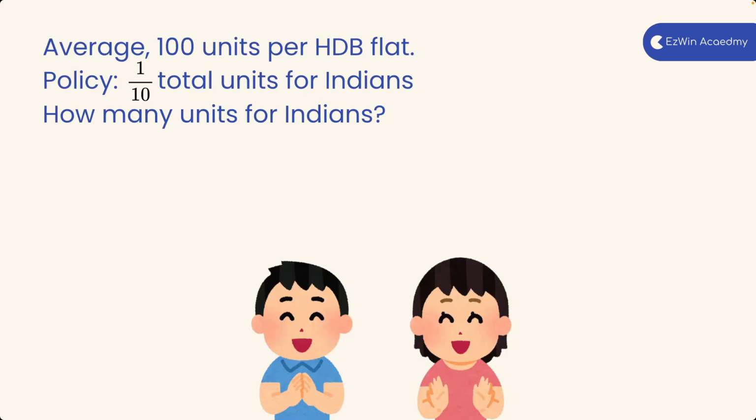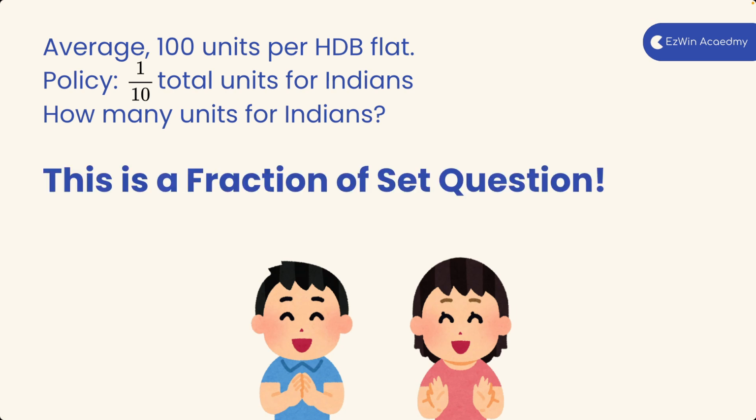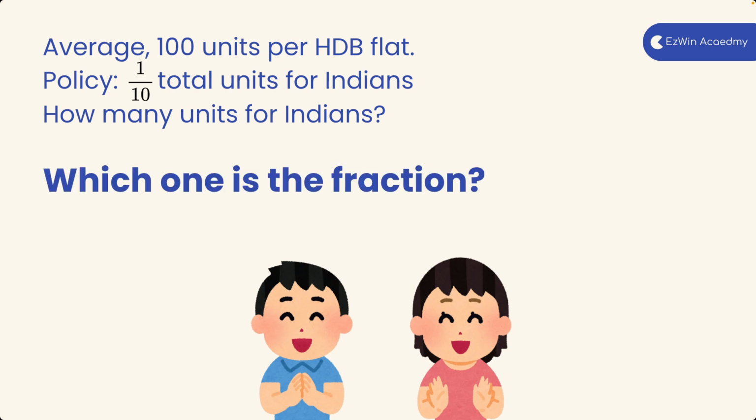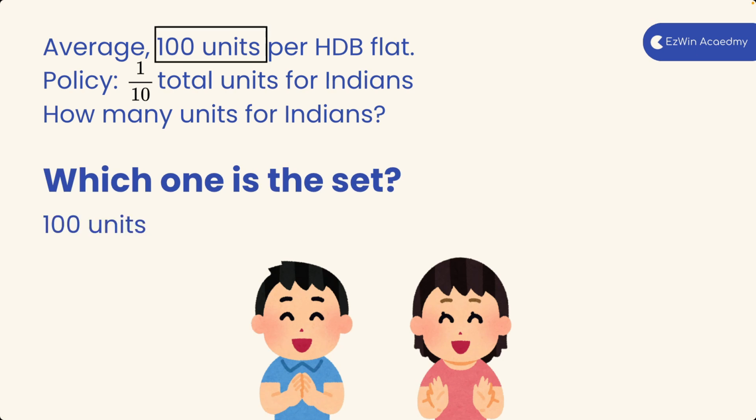So this is a simple question. On average, there are 100 units per HDB flat, and the policy is to have 1/10 of the total units for Indians. How many units are for Indians? This question is a fraction of set. In this question, what do you think is the fraction? If you saw the fraction 1 out of 10, then you are right. What about the set? Which one is the set in this math question? If you say 100 units, you are right.